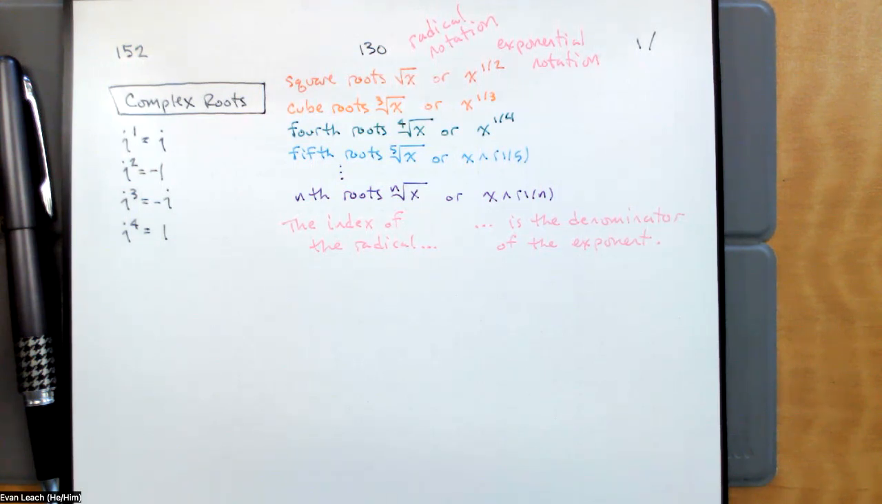Here's the thing that we want to look at today. We want to consider square roots, cube roots, 4th roots, 5th roots, and in general, we say nth roots. We got to do a quick algebra catch-up. When I write these radicals, this is using radical notation.